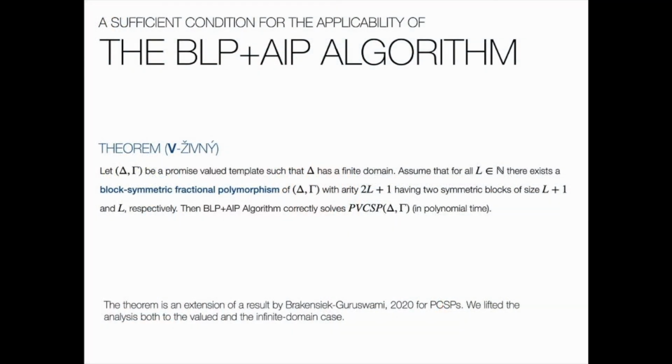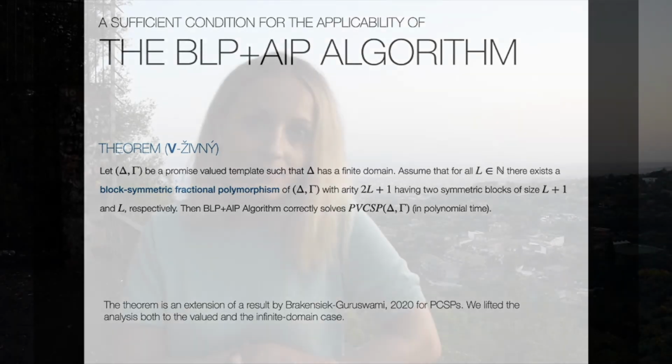More precisely, we have the following theorem. Let (Δ, Γ) be a promise valued template such that Δ has a finite domain. Assume that for all natural numbers L, there exists a block-symmetric fractional polymorphism of (Δ, Γ) with arity 2L+1, having two symmetric blocks of size L+1 and L respectively. Then, the BLP+AIP algorithm correctly solves PVCSP(Δ, Γ) in polynomial time. In the last part of the video, I will introduce the technical notions of fractional polymorphism and of block symmetry.